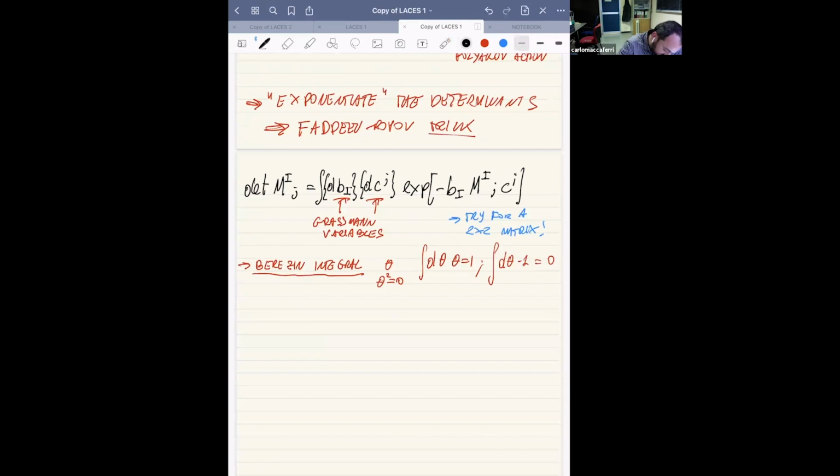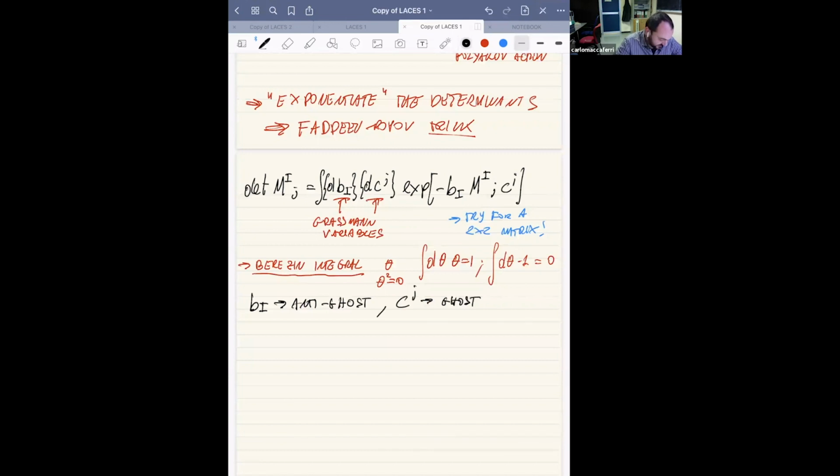So B_i is called the anti-ghost, and C_j is called the ghost. Okay.